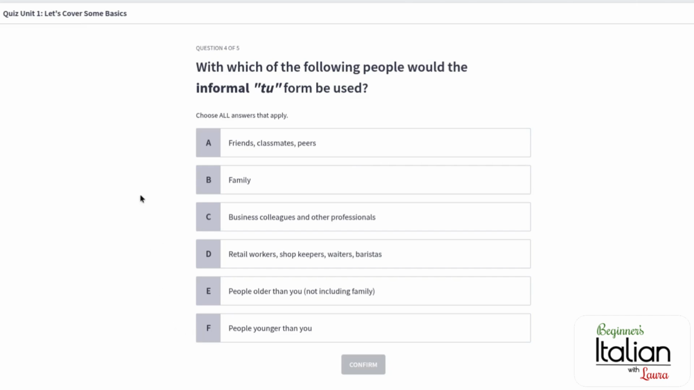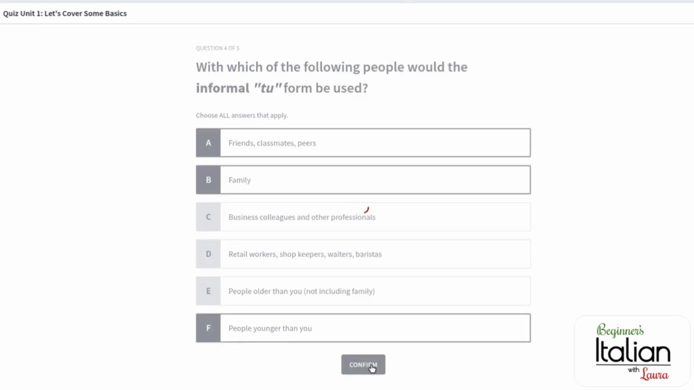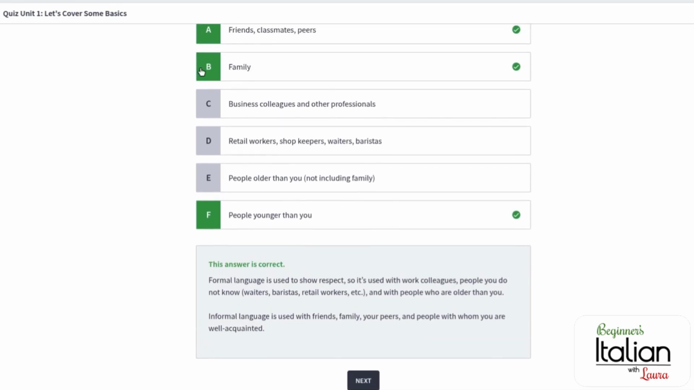Okay, so remember we're choosing all that apply. Okay, so the correct answers were A, B, and F. Formal language is used to show respect, so it's used with work colleagues, people you do not know, like waiters, baristas, retail workers, etc., and with people who are older than you.